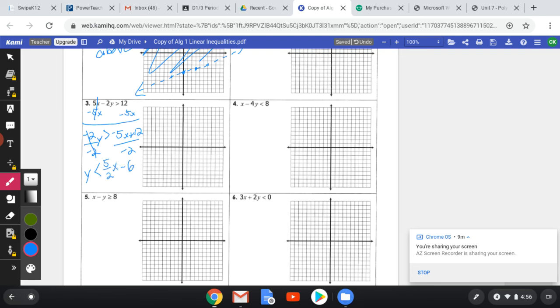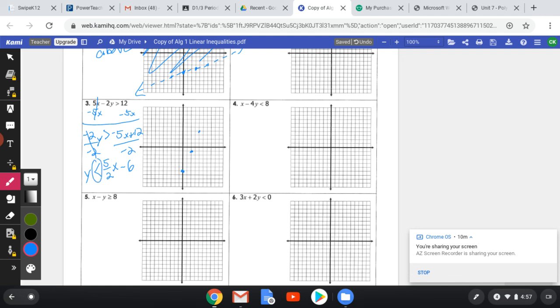And now we can graph our solution. So we start at negative 6. 1, 2, 3, 4, 5, 6, right here. And then 5 over 2 says go up 5: 1, 2, 3, 4, 5, to the right 2. We can do it again. 1, 2, 3, 4, 5, over 2 right there. Let's look at the inequality symbol.